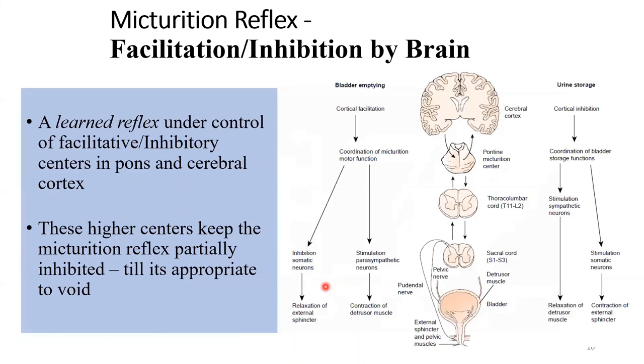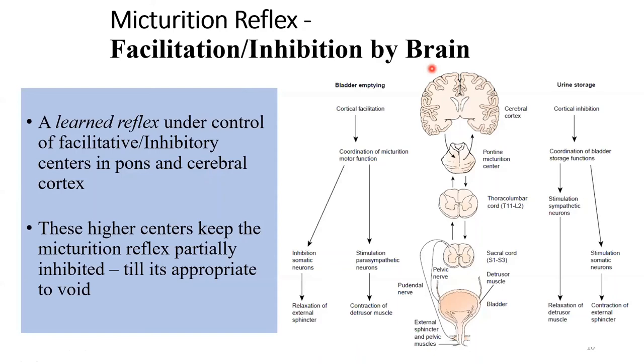Okay, this is that same diagram which we showed you in the functional anatomy part, but this is now the fuller diagram. I wanted to show you the whole facilitation and inhibition side of the brain and how it really dominates the bladder and the micturition reflex. So basically, it's described as a learned reflex in adults, not in infants. Infants have just gravity-based voiding of the urine.